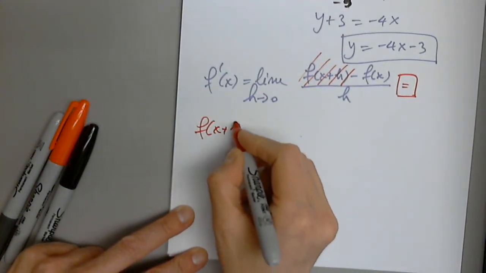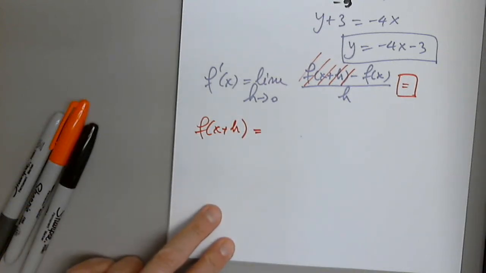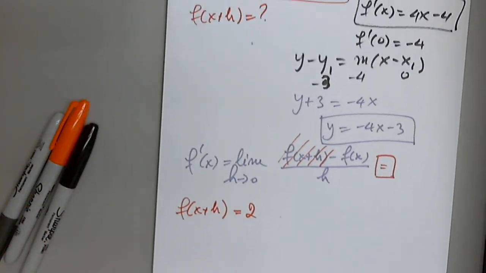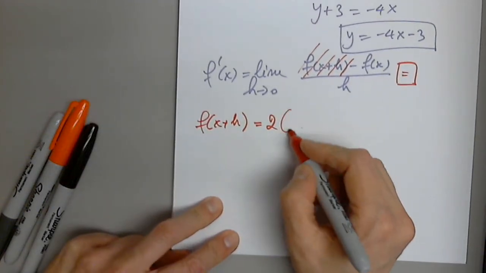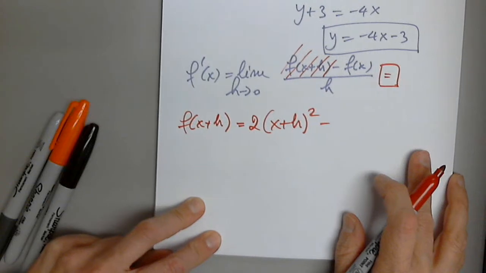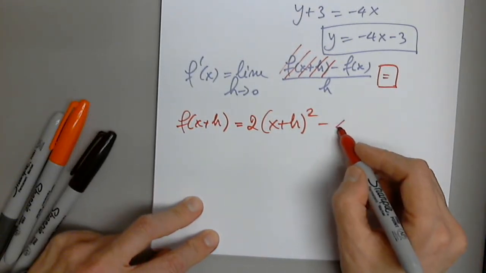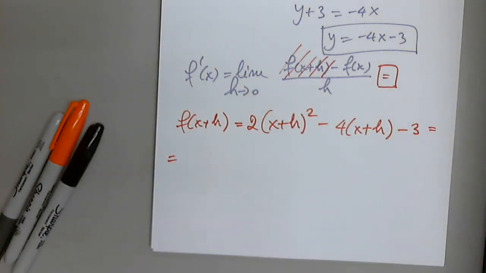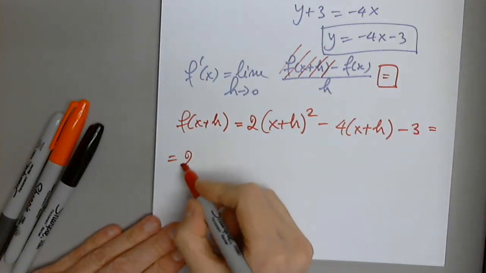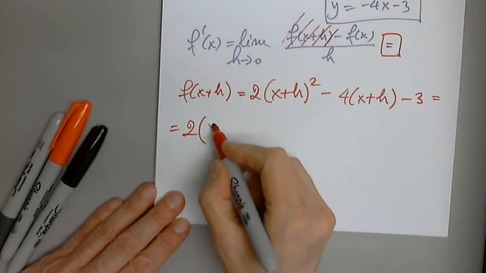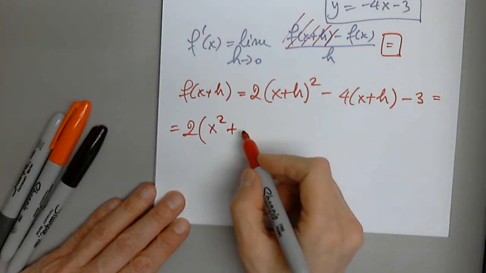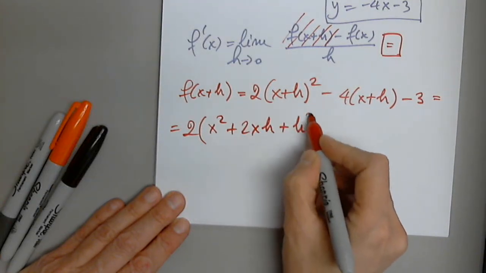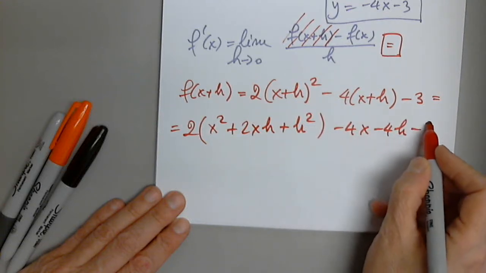So let's find f of x plus h. So it's 2, what? Very good. X plus h squared minus? Very good. And minus 3. Now I have to be very careful. This you can distribute, but here you cannot. How come? Square. Exactly. You have to square first. Awesome. So then 2, and in parentheses, x squared plus 2xh plus h squared. So it's 2x squared plus 4xh plus 2h squared, minus 4x minus 4h minus 3.